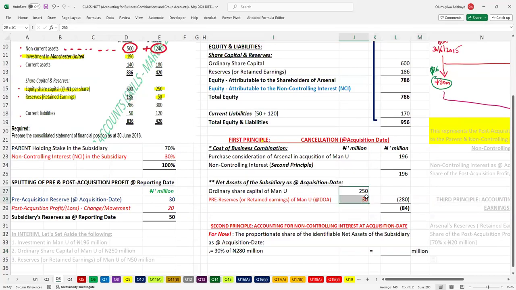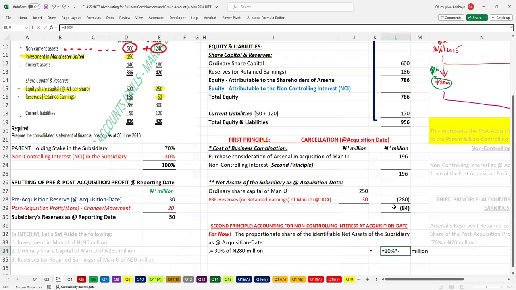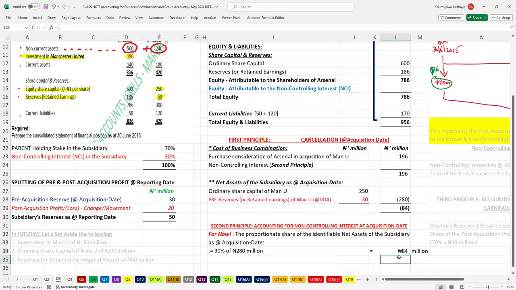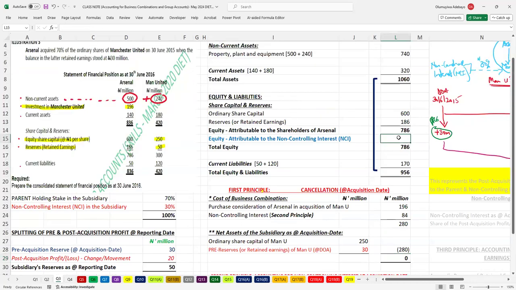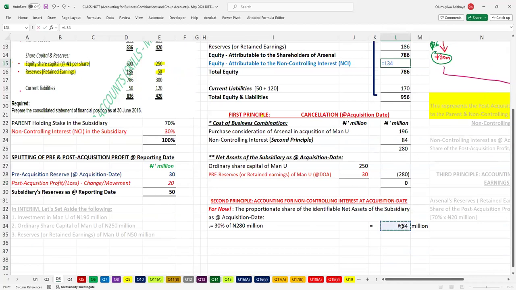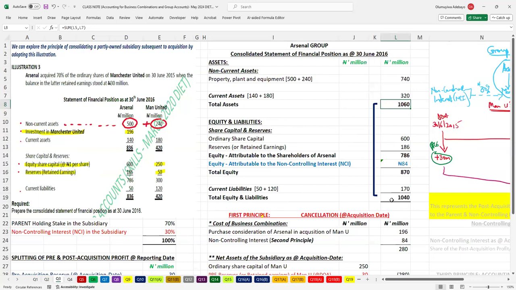30% of 280. Remember, 280 is the net asset, and NCI's stake is 30 what? Percent. Therefore, it will be 30% of that 280. And that gives us 84. Now this 84 seems familiar because we need to account for non-controlling interest based on the second principle, which is this 84. Now what that means is that ASNA contributed 196, NCI contributed 84. Both contributed 280 to own the stake of 280 at the date of acquisition. This is a zero. Now, even when we bring in this 84, what do we find out? We still find that there's a difference between 1060 and 1040.